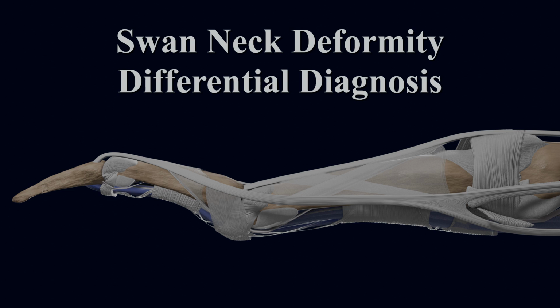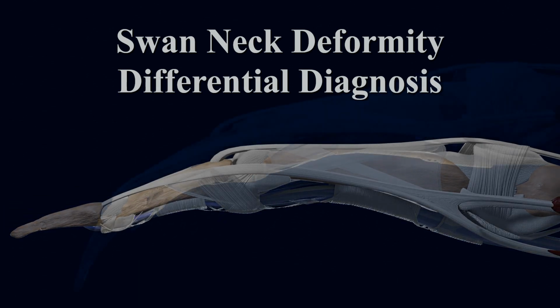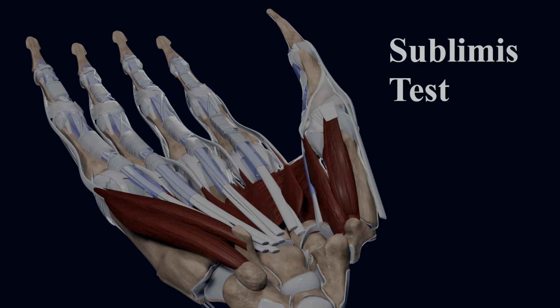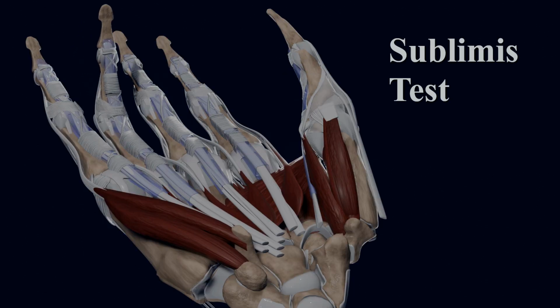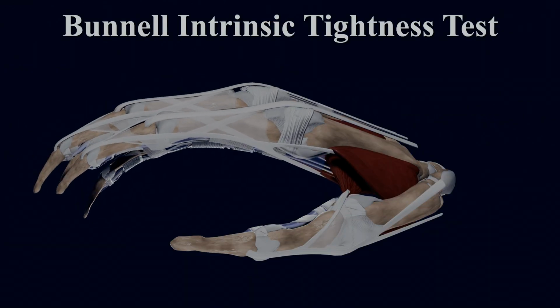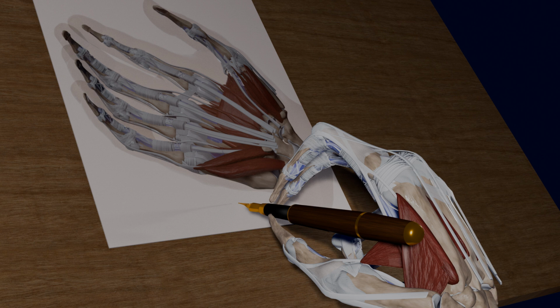Loss of the terminal tendon, a mallet deformity, can be ruled out as a cause for a swan neck deformity with the return of active DIP extension with passive PIP joint flexion. Possible sublimis loss can be evaluated by active flexion of the PIP joint with the remaining fingers held in full extension to block the profundus. The Bunnell intrinsic tightness test will rule out intrinsic etiologies.